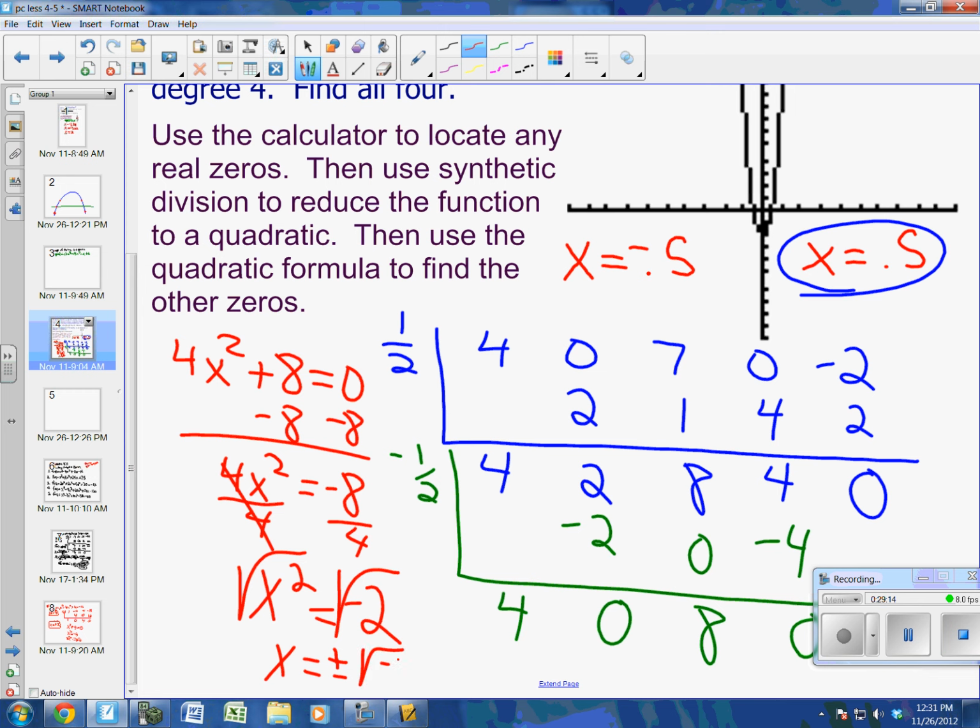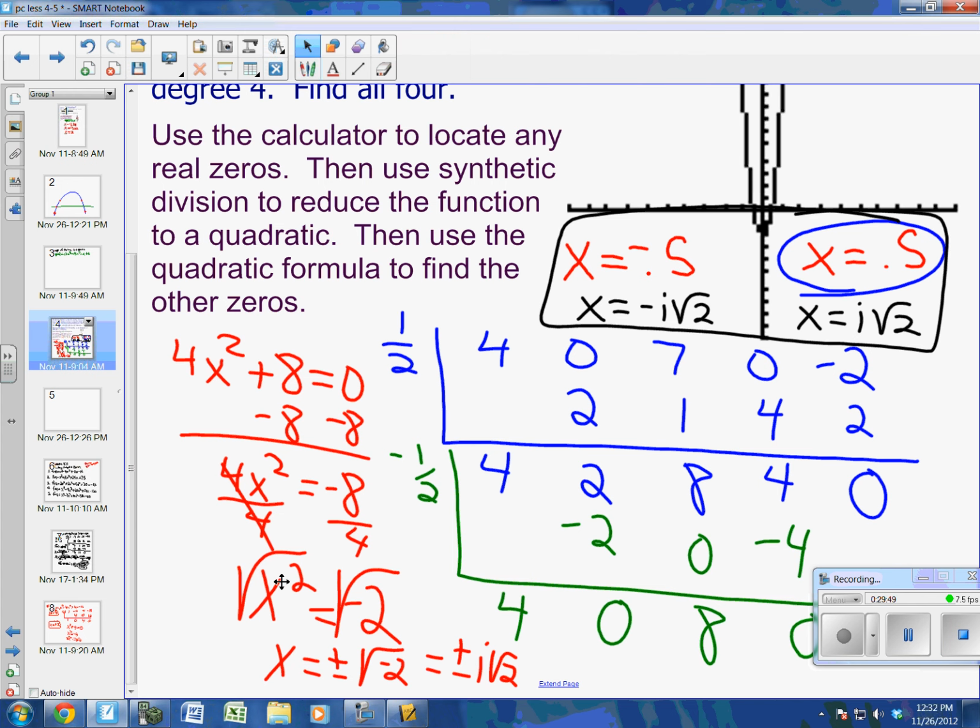The square root of negative 2. What happens when you have the square root of a negative number? What is it? There's an imaginary, you have the square root of negative 1 times the square root of 2, right? And what's the square root of negative 1, everybody? I. So my answers are plus or minus I square root of 2. So now I have all 5 solutions. I have x equals negative 5, x equals negative I square root of 2, and x equals positive I square root of 2. And there are my 4 solutions, my 4 complex zeros. 2 imaginary, 2 real. Can you guys do that?